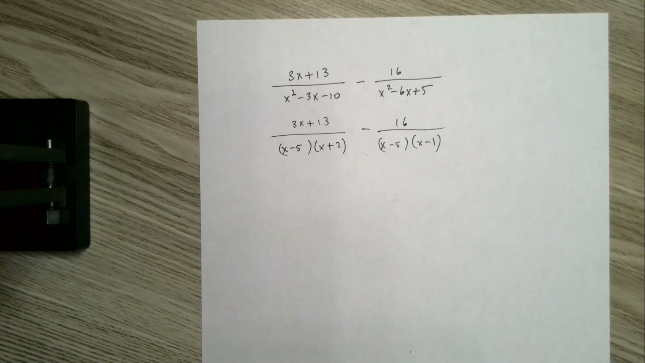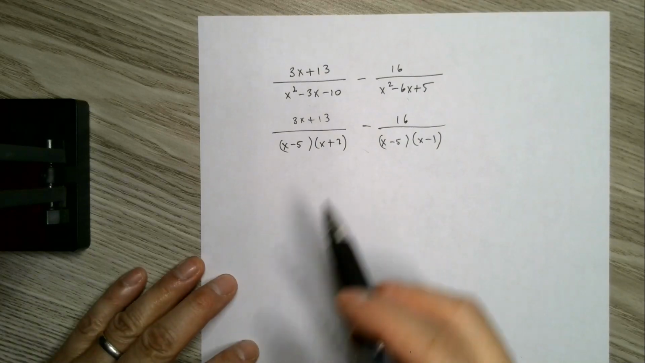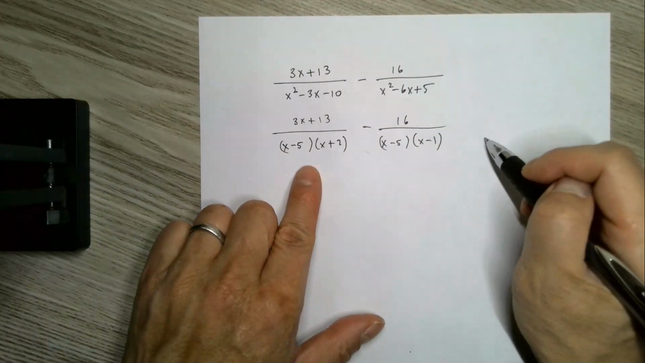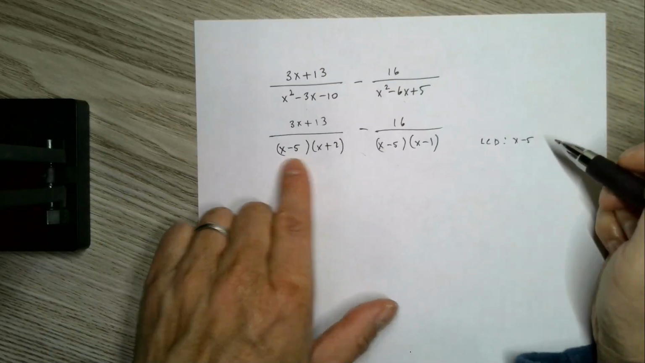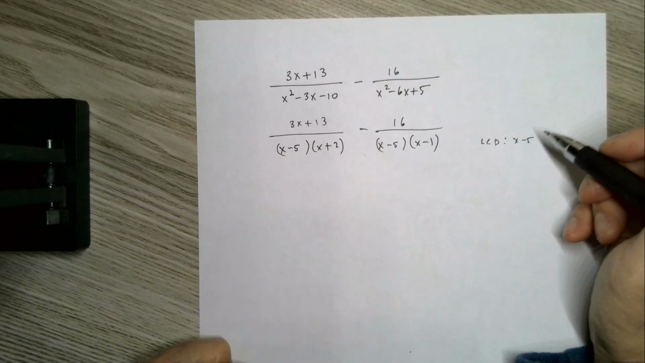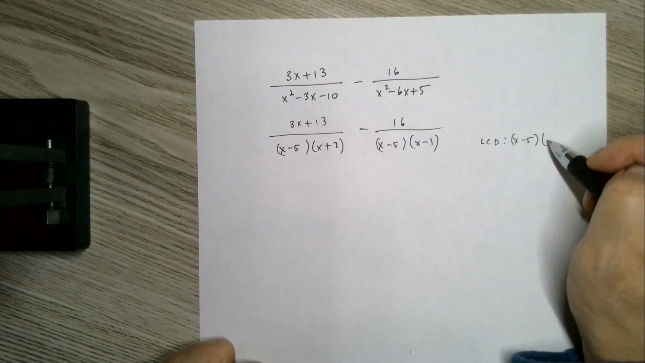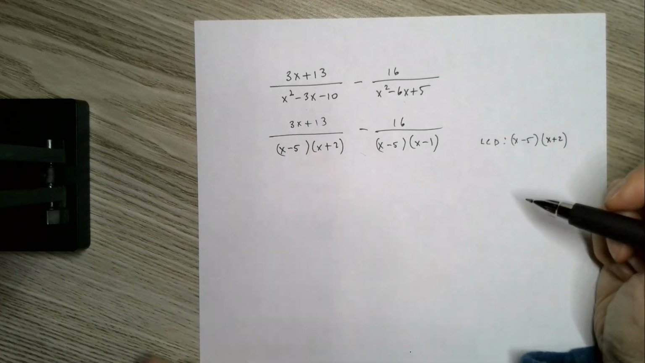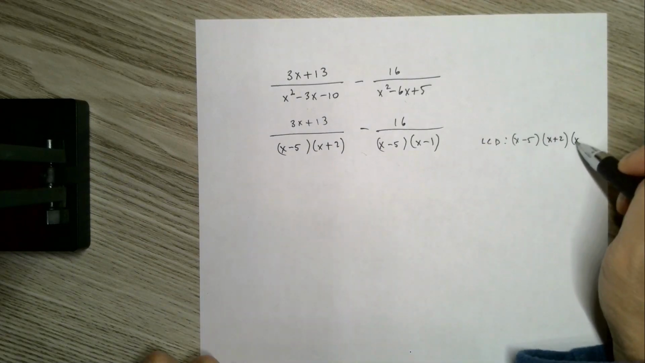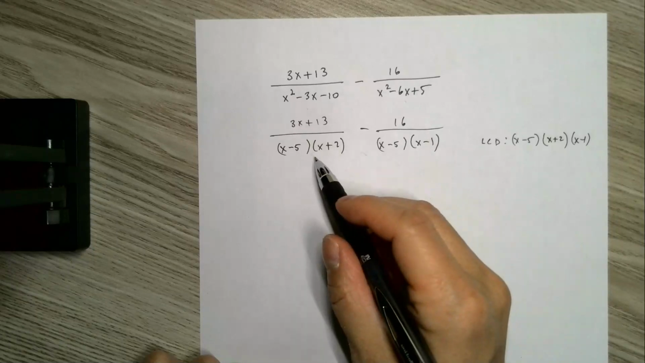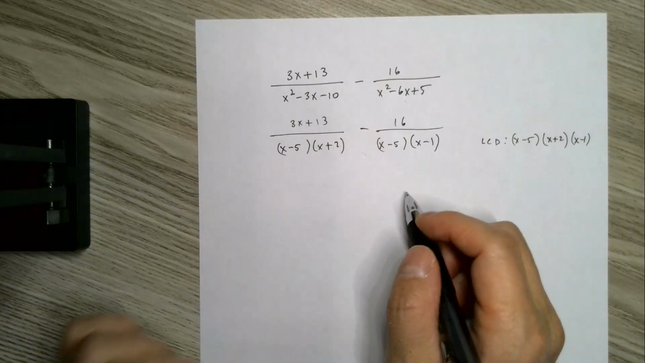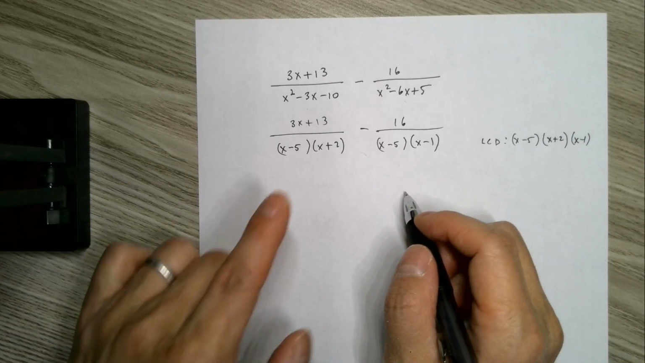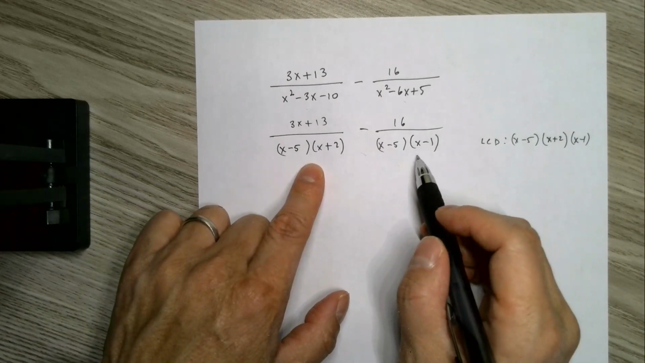Okay, so what does this tell me? This tells me that my least common denominator, I'll write it over here, has to have an x minus 5, which both of them already have, that's good. They have to have an x plus 2. That one has it, that one doesn't. And it has to have an x minus 1, which this one has and that one doesn't. Okay, so now I know each of the denominators is only lacking one factor. This one's lacking the x minus 1, this one's lacking the x plus 2.